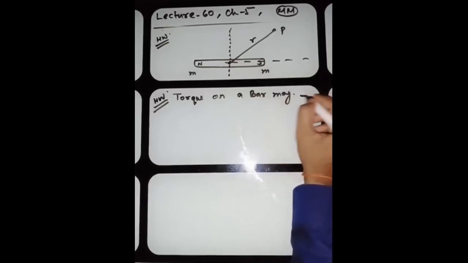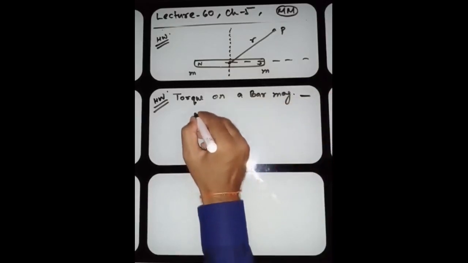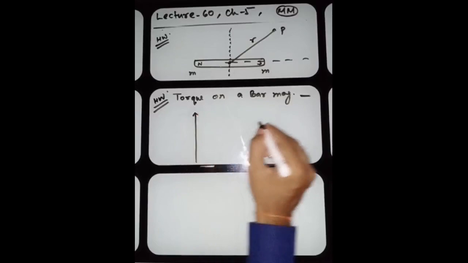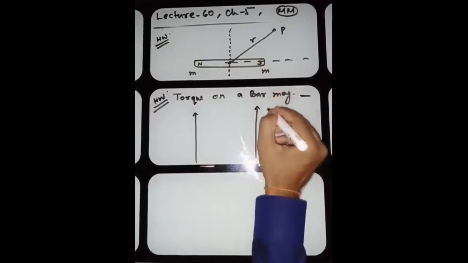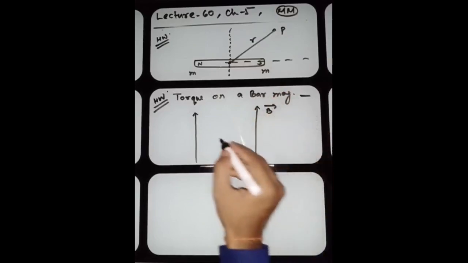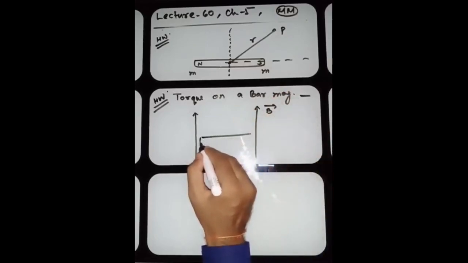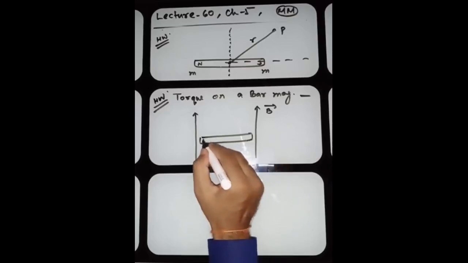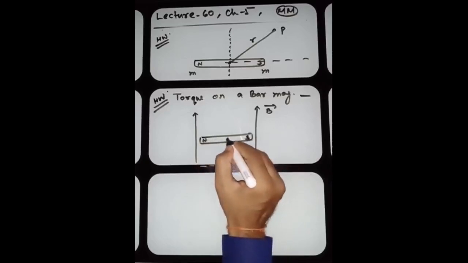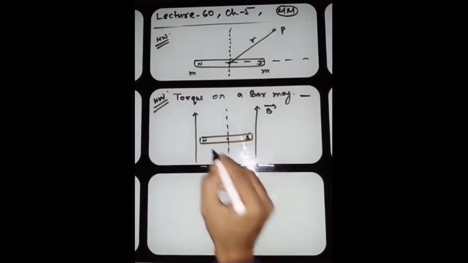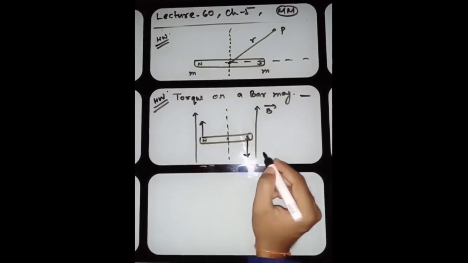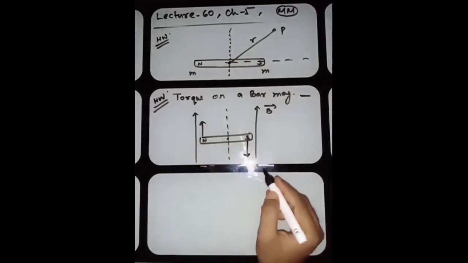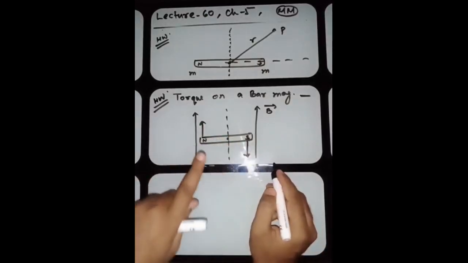placed in a uniform magnetic field. Again, I'm helping you by giving you the hint of how you have to solve it. Here, this is the uniform magnetic field. If you place a bar magnet over here, what will happen? If this is the north pole and this is the south pole, from the center it will start moving. It will experience a force. This will experience a force opposite to the field, and this will experience a force in the direction of the field.